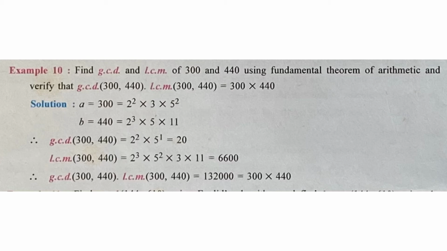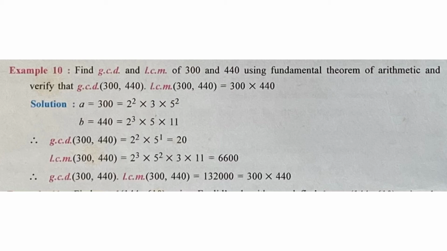Next example is find GCD and LCM of 300 and 440 using fundamental theorem of arithmetic and verify that GCD of 300 and 440 into LCM of 300 and 440 is equal to 300 into 440. The question can be asked in this way also to verify it. First of all, A is equal to 300, our first number, and using prime factorization we can write it as 300 is equal to 2 square into 3 into 5 square. Similarly, B is equal to 440, which can be factorized as 2 raised to 3 into 5 into 11.